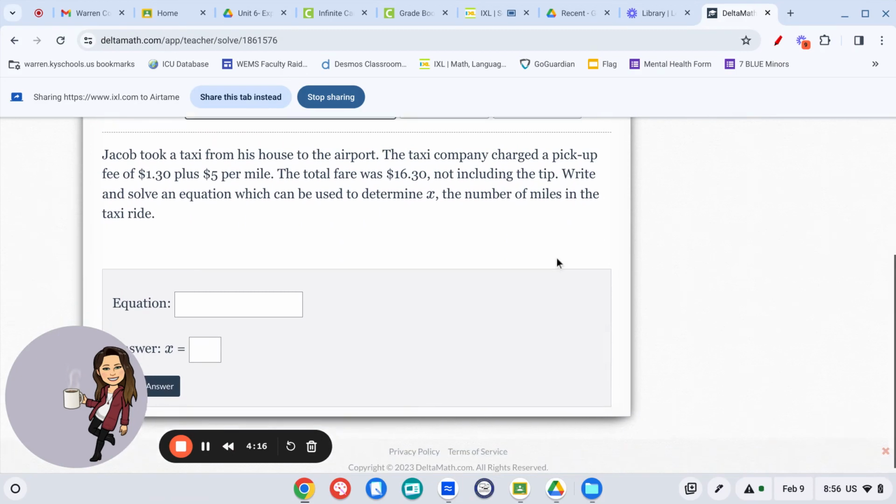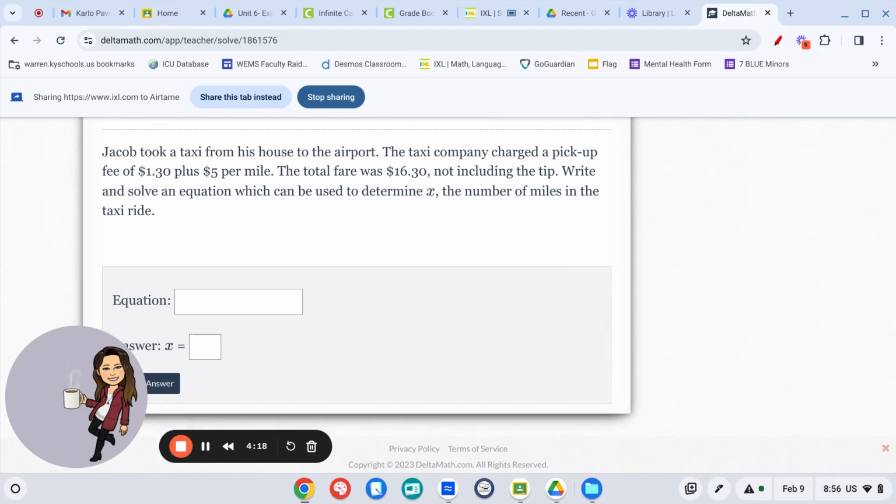Okay, let's look at this one. So it says Jacob took a taxi from his house to the airport. The taxi company charged him a pickup fee of $1.30 plus $5 per mile. The total fare was $16.30, not including the tip. Write and solve an equation which can be used to determine x, the number of miles in the taxi ride.